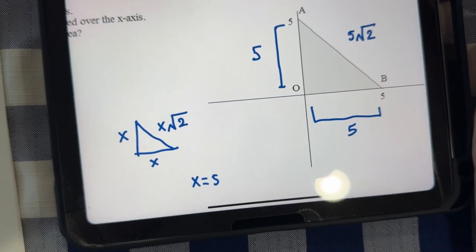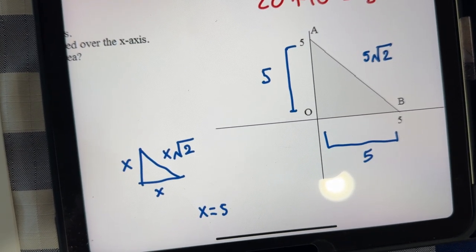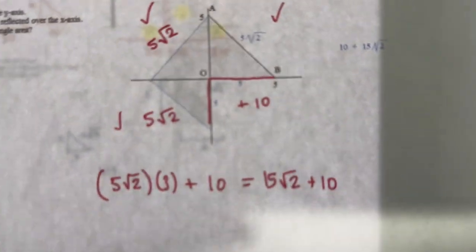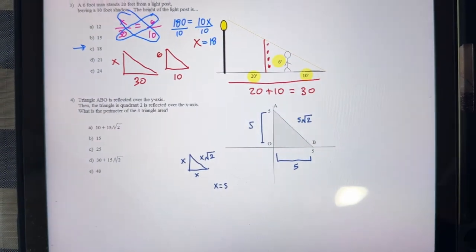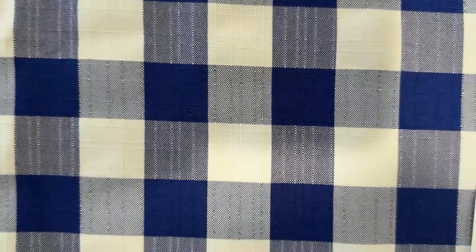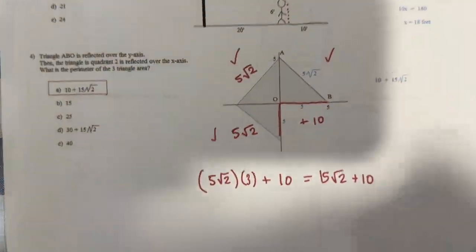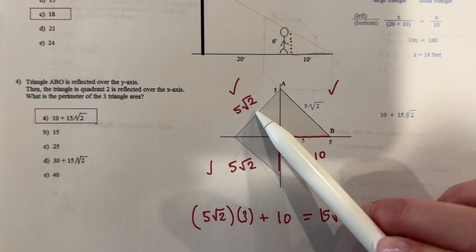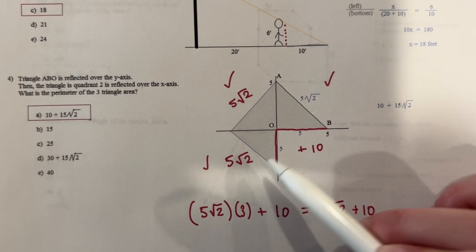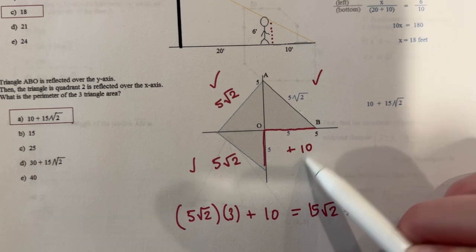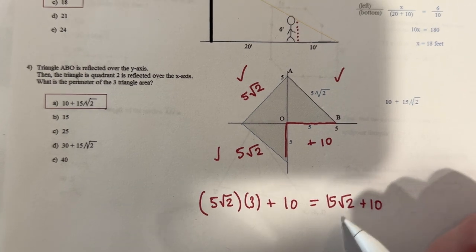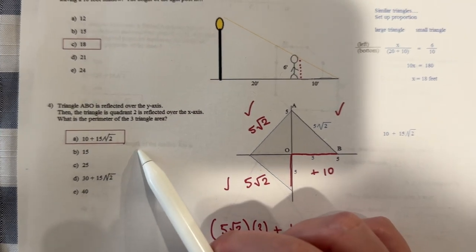Now, since I already drew this, I'm just going to show you the adjacent page, what this image should look like, so we can figure out the perimeter. Here we go. As you can see, the perimeter is always the addition of all the sides. So if this is 5 root 2, this will be 5 root 2, this will be 5 root 2, and then we're going to add 5 plus 5 is 10. So 10 plus 5 root 2, 5 root 2, 5 root 2, that gives us 15 root 2 plus 10, which is our answer, choice A.